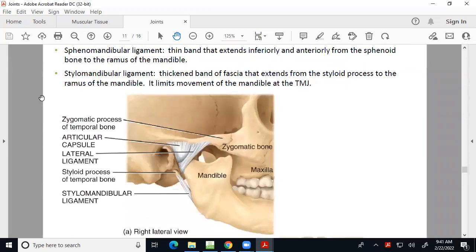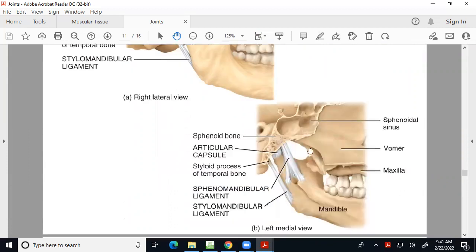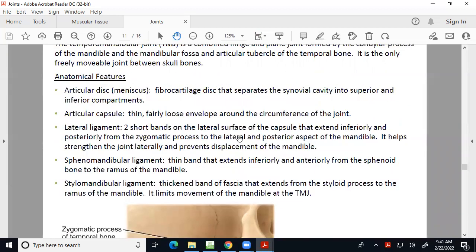What we have down here at the bottom are 2 different images, a right lateral view, so just looking at the side of the face and side of the head, and a medial view. So the head's been cut in half from front to back, and so this will be on the inside of the jaw. This is a medial view. So this is inside of the mouth here. And that gives us a view of some of those things.